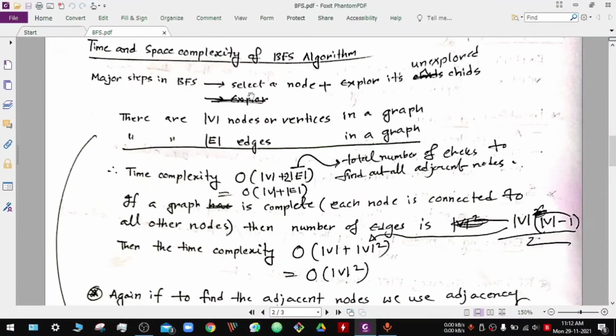There are two major steps in BFS. They are selecting a node and exploring its unexplored children, the children that have not been explored yet.